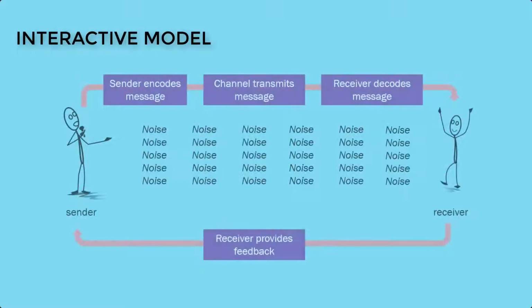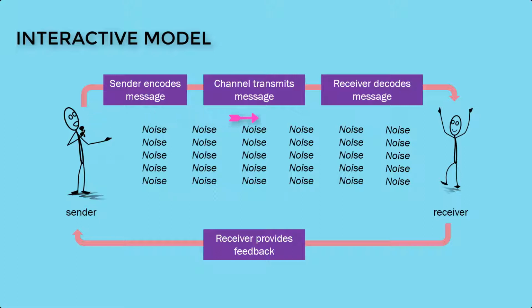From there, we move to the interactive model of communication. In this model, there is two-way communication. There is feedback. There is accounting for the environment and other noise. Communication can be thought of as a continual loop, almost like two linear models stacked on top of each other.